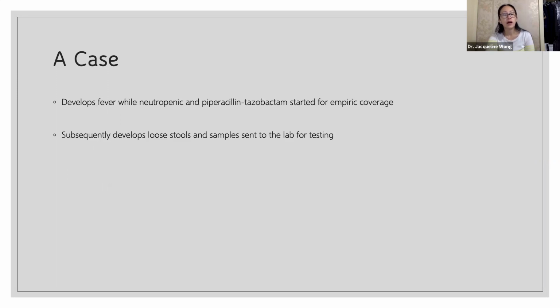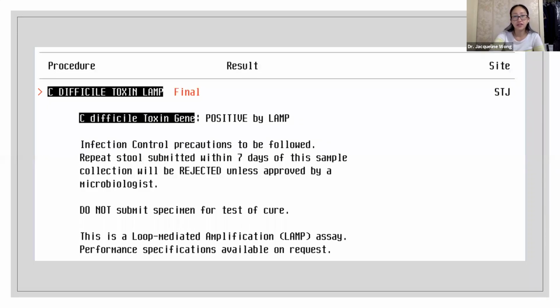And so during her hospital stay, she develops fever while she's neutropenic, and piperacillin tazobactam is started for empiric coverage. This is commonly what's done for our patients who have neutropenia and fever. But unfortunately, she subsequently develops loose stools, and her samples are sent to the lab for testing. And this is the result that's reported. So C. difficile toxin gene is identified by our LAMP assay. And so a decision to treat is made by the primary oncology team.